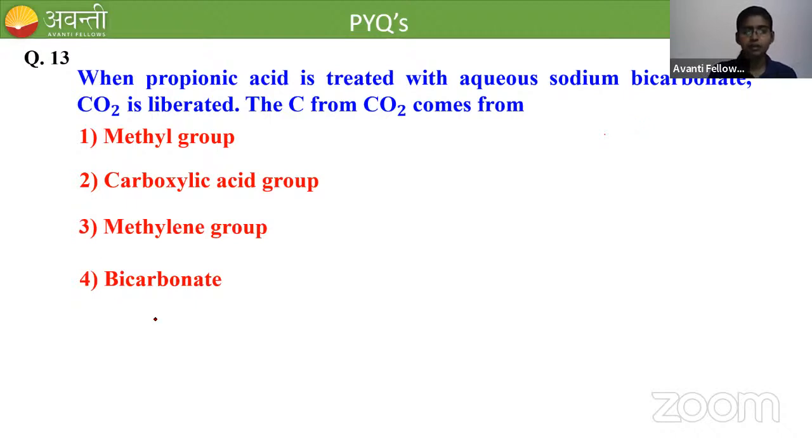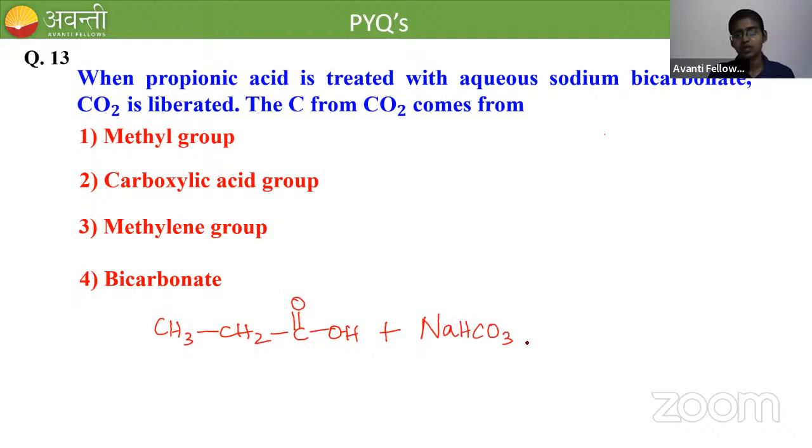What is the formula for propionic acid? It is a 3-carbon containing acid, right? It is CH3CH2COOH. This is propionic acid. It is treated with aqueous sodium bicarbonate. What is the formula for sodium bicarbonate? NaHCO3. This reaction we have seen under the chemical reactions, that is, the acidic nature of carboxylic acid. We have studied this reaction.